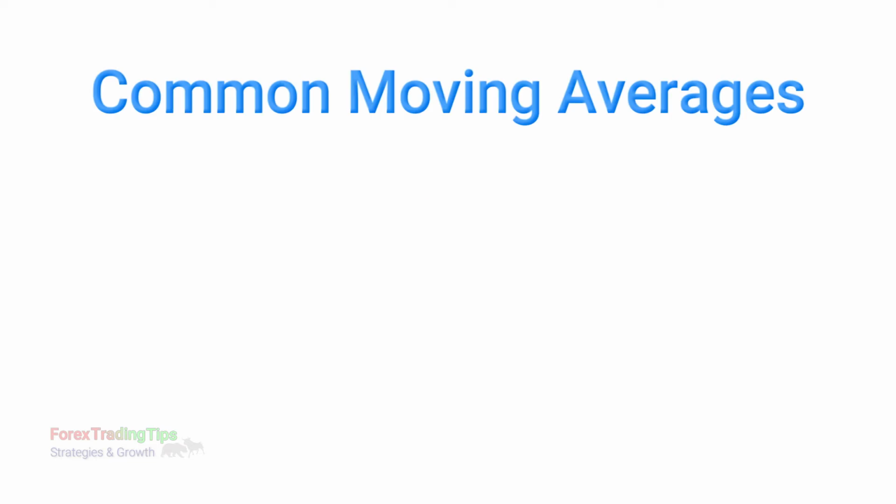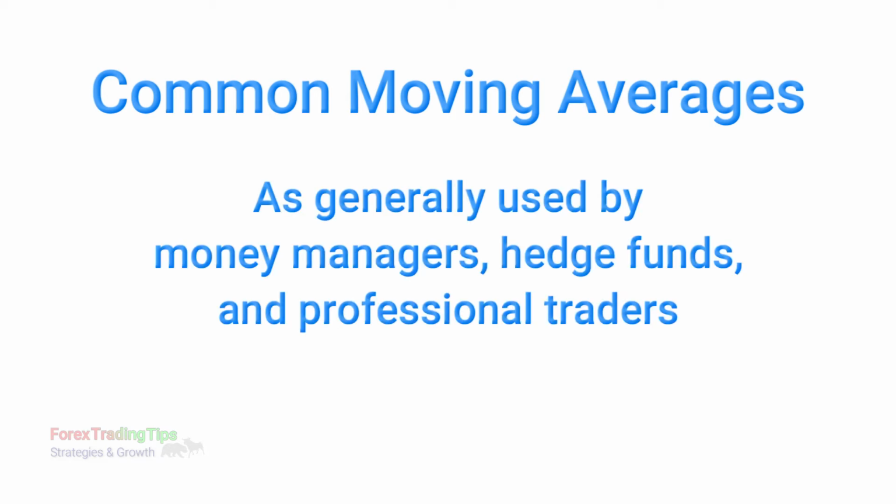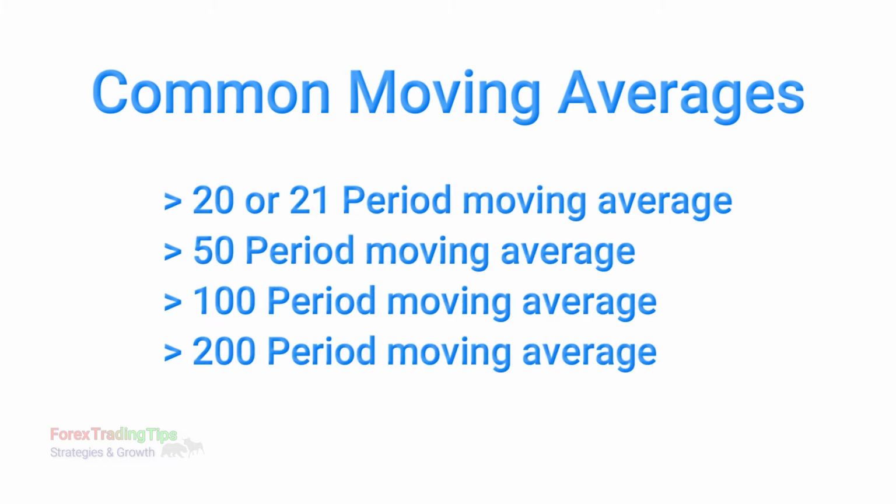So the most commonly used moving averages by far, guys, and this is important, you want to be watching and trading off of the same moving averages as the big money managers and professional market and forex traders all around the world are watching and using. That will help you to stay close to the main market moves. Now these generally tend to be the 20 or 21 period moving average, the 50 period moving average, the 100 period moving average and the 200 period moving average.